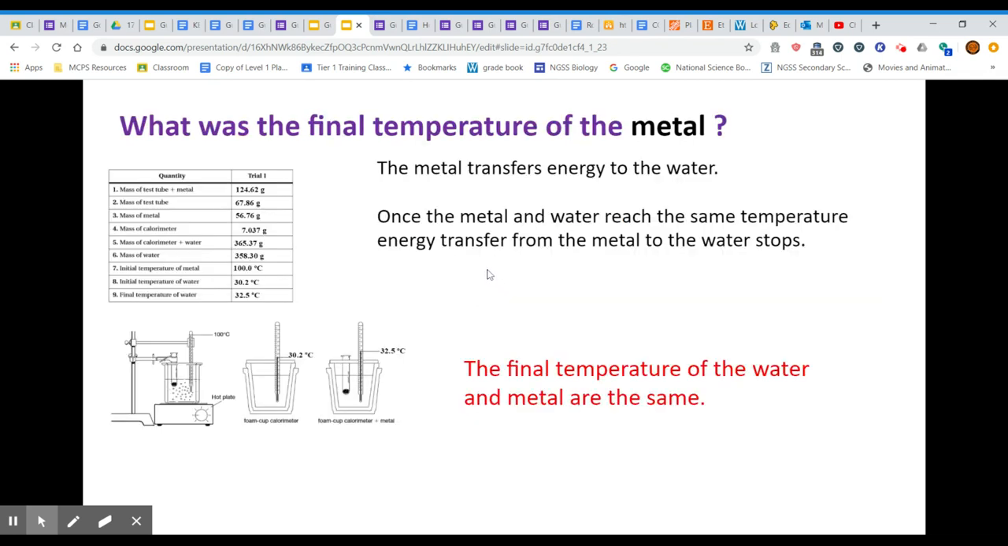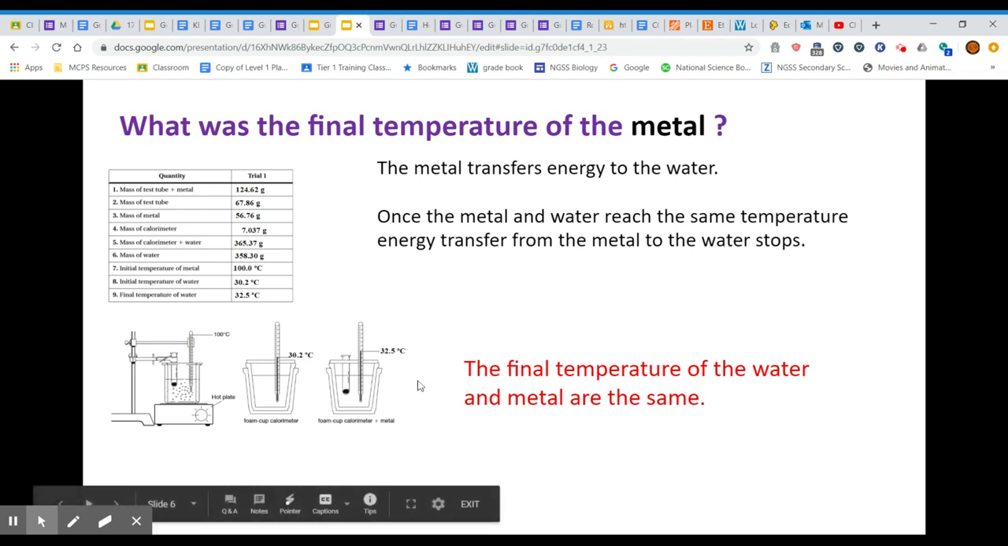Now, the most important thing here is: what was the final temperature of the metal? You know that the metal transfers the energy to the water. So once the metal and the water reach the same temperature, energy transfer from the metal to the water stops. Thermodynamic equilibrium is established. So we assume that the final temperature of the water and the final temperature of the metal are the same.